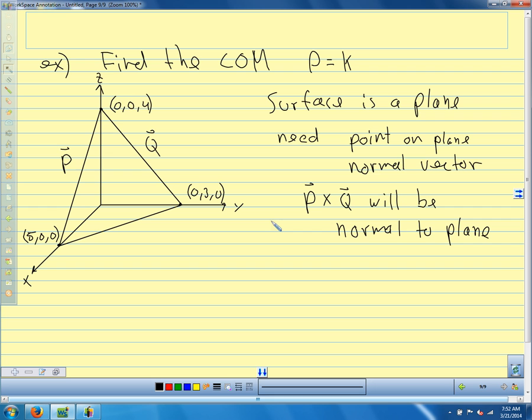I worked through the rest of this problem in this video, Calc 3 2013 14.6 additional examples. So I worked through the rest of that to find the calculations, to find the center of mass of this region.